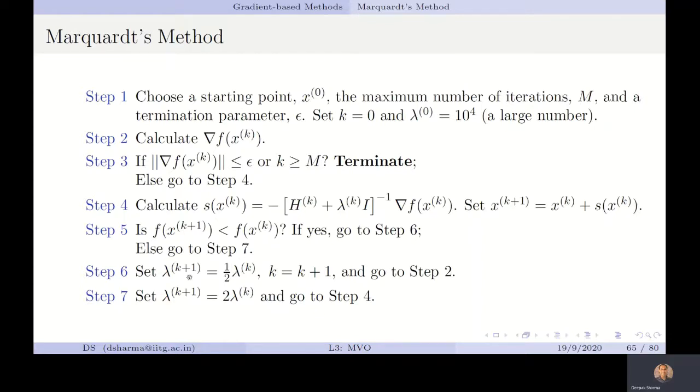So if yes, we go to step 6. Step 6 says that we should reduce the value of lambda by 2. And then we increase the counter by 1, so k equals k plus 1. And then we move to step number 2.